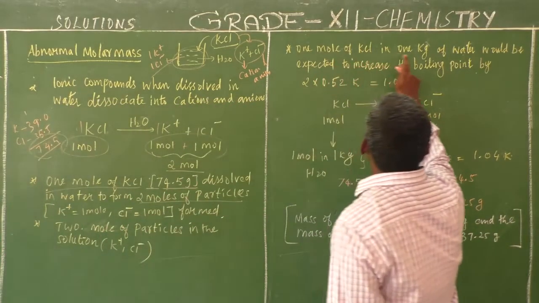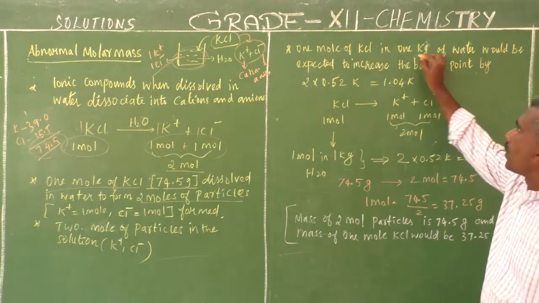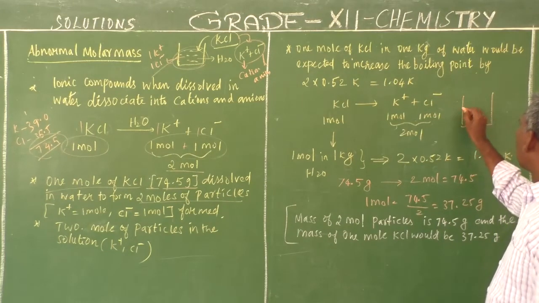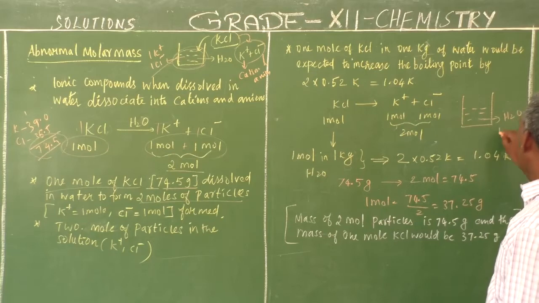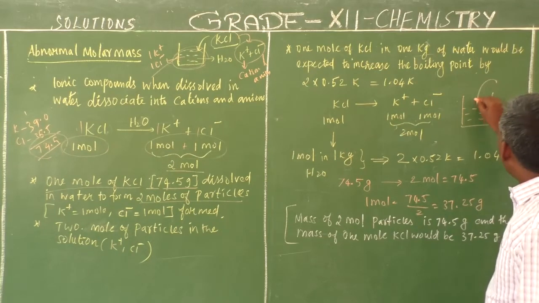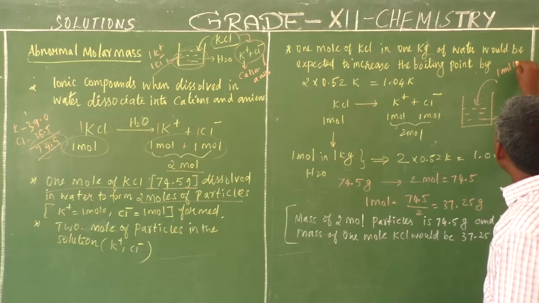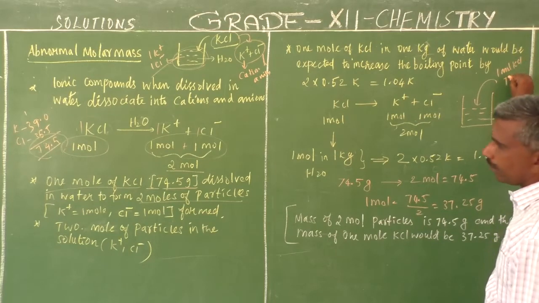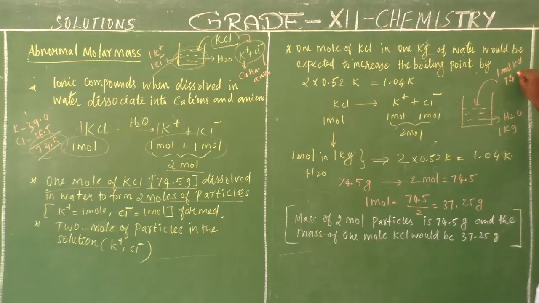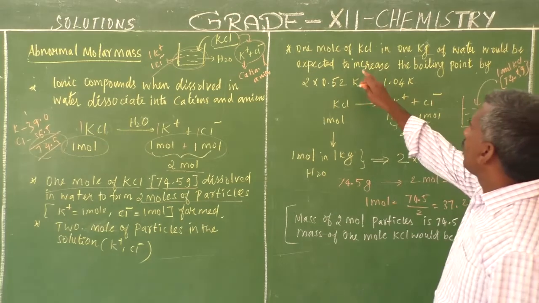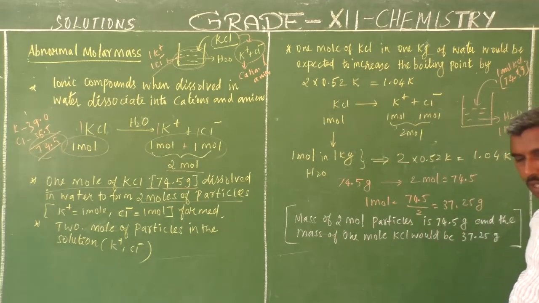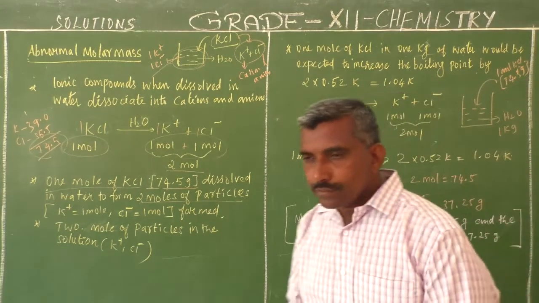Take 1 kilogram of water, the water weight, and add 1 mole of KCl, that is 74.5 gram of KCl.